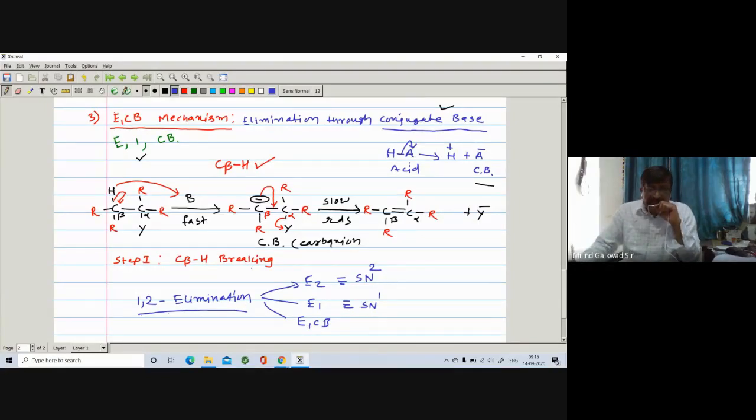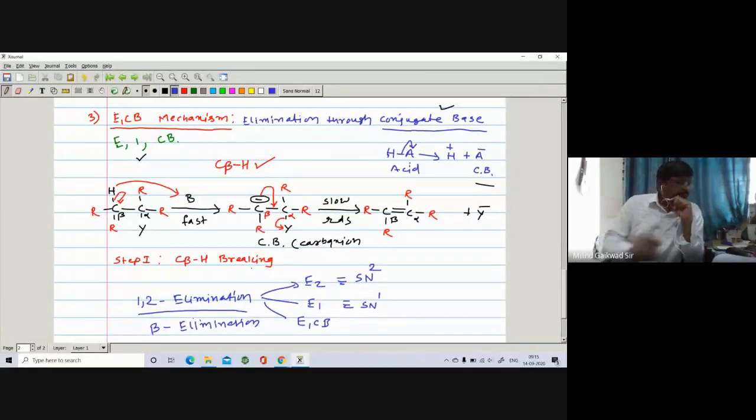And in 1-2 elimination, again we are going to learn there is a beta elimination because there is a removal of hydrogen from the beta carbon, right? So there is a removal of hydrogen from the beta carbon atom. That's why it is called a beta elimination reaction. Okay, so this is the mechanism in general. Again, we have to learn the same thing with example.